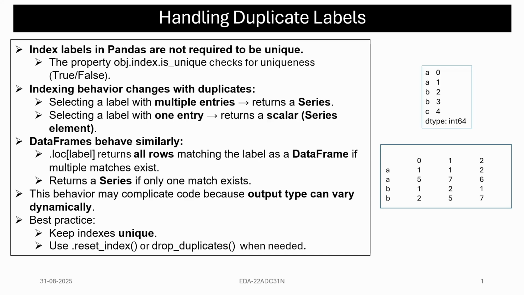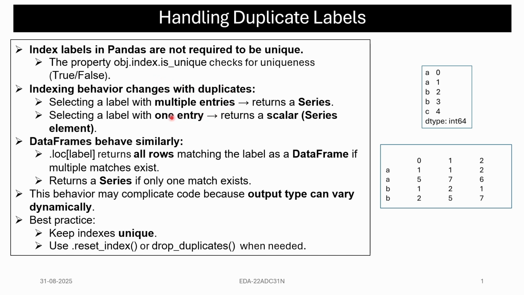Hello everyone. In this video, we are going to discuss how to handle duplicate labels. Index labels in pandas need not be unique. We can verify whether the labels are repeated by using the method obj.index.is_unique. This method checks for uniqueness, and if the labels are unique, it returns true. Otherwise, it returns false.